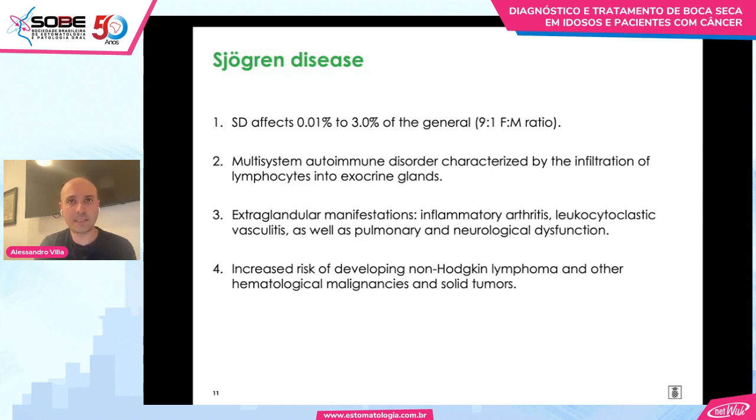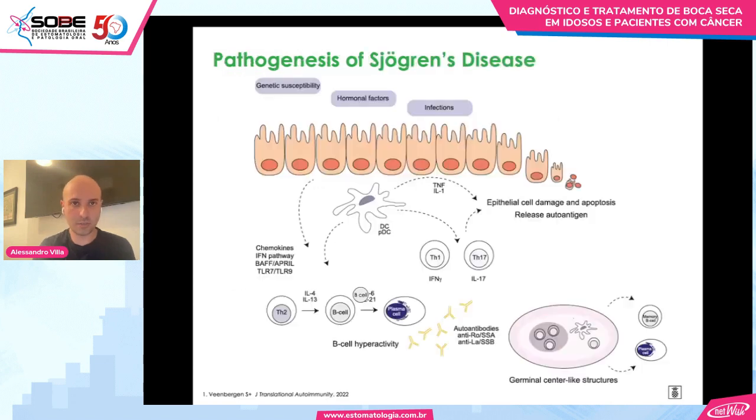also be affected. These patients not only have dry mouth, they may also have other manifestations of disease, including inflammatory arthritis, pulmonary and neurological dysfunction, and also vasculitis. It's important to note that these patients are also at a higher risk of developing non-Hodgkin lymphoma, which can present as a unilateral swelling of the salivary glands, but also other hematologic malignancies and solid tumors.